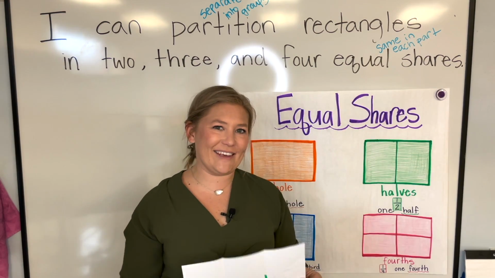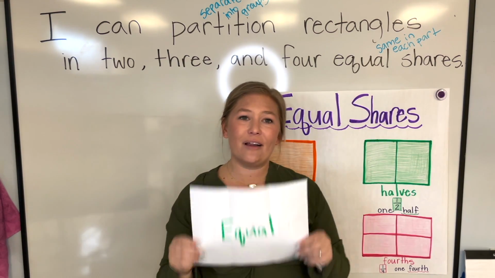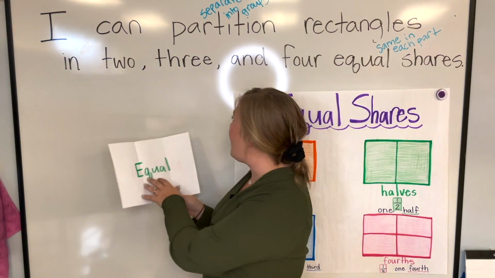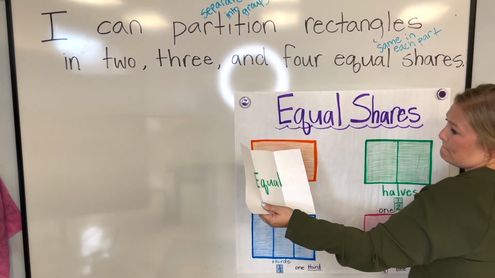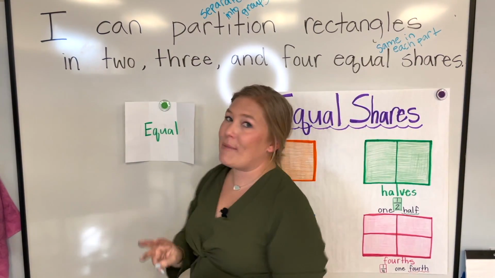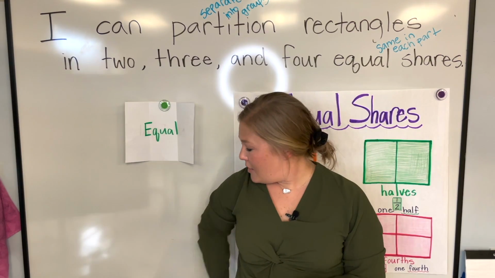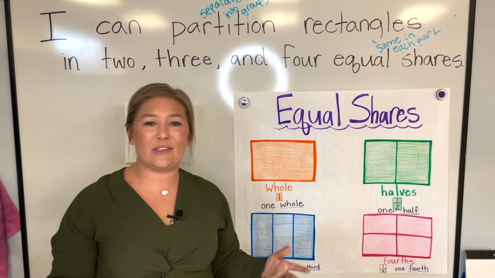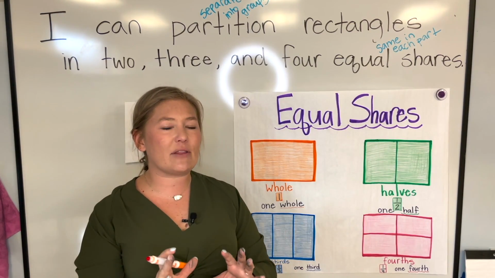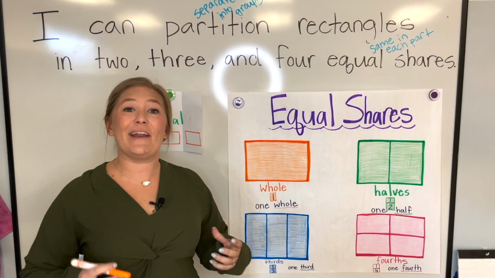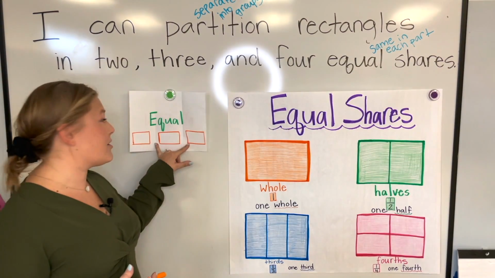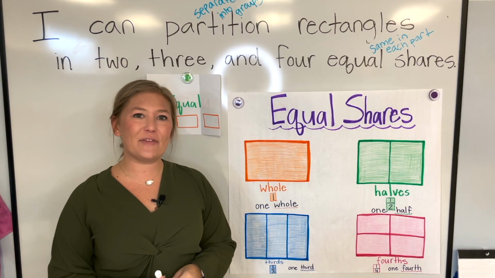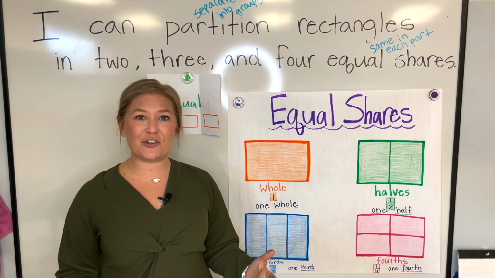And what you're gonna do with this is on your page that says equal. So I kept mine on my green side. You are gonna draw me 3 rectangles. So they don't have to be perfect because we might not have a straight edge at home or something to trace, but do your best to try and make them look really neat and nice. All right, I'm gonna draw my 3 rectangles down at the bottom. Do you have your 3 rectangles? All right, this is what you're gonna do.